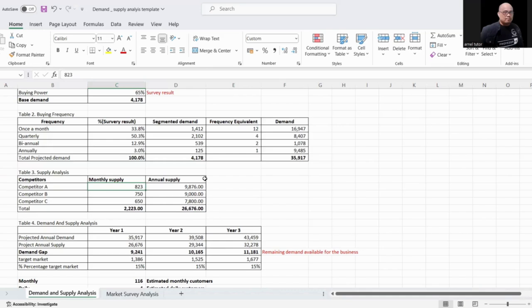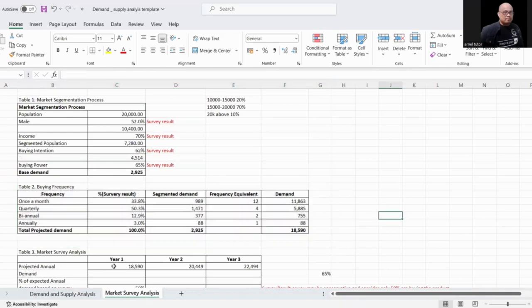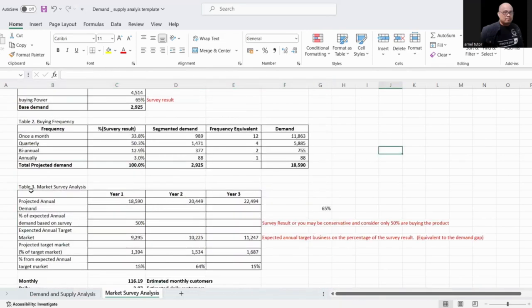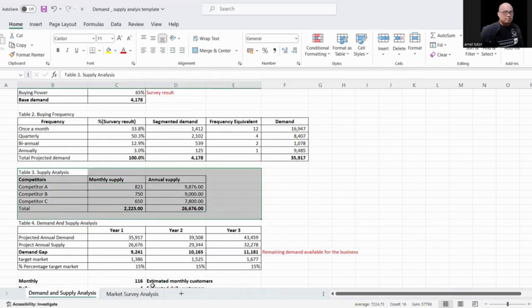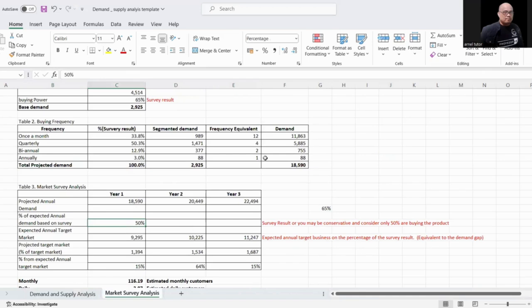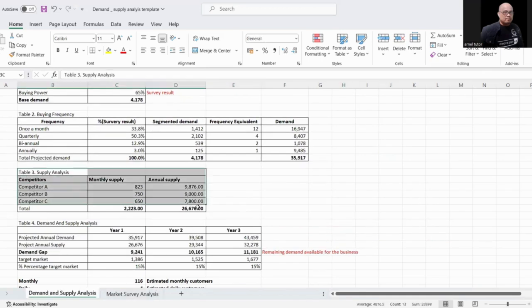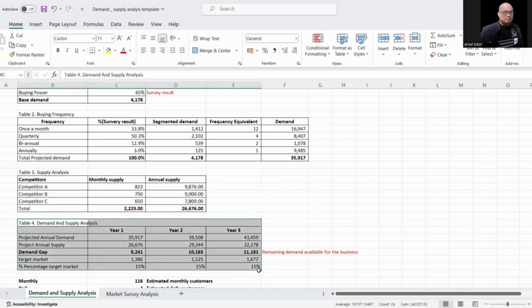And that's the reason why the market survey analysis option is present, because it does not require supply analysis, but would rely on your survey questions result. Okay, so I hope that you understand the concept behind supply analysis. Again, just to recap, supply analysis refers to your competitors and the customers they catered. Okay, now moving on to the final table, the demand and supply analysis table.